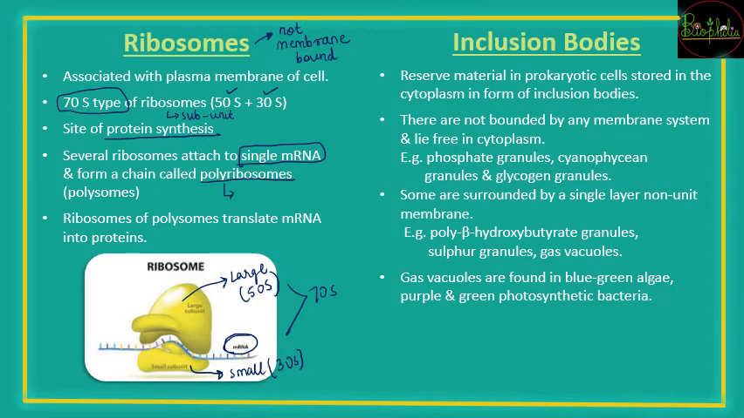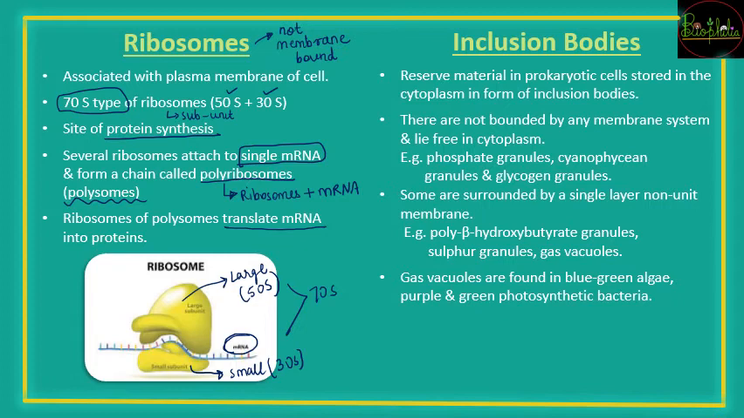So polyribosomes को अगर mathematical equation में लिखना हो, तो what would you write? You will write it as ribosomes plus mRNA. So many ribosomes together on a single mRNA बनाएंगे polyribosomes, are also called as polysomes. अब ribosomes या polysomes जो होते हैं, they are going to translate the mRNA into proteins. So जब वो translate करेंगे, these proteins are going to be released because of the translation ability of the ribosomes.